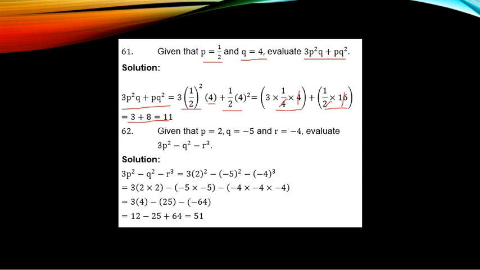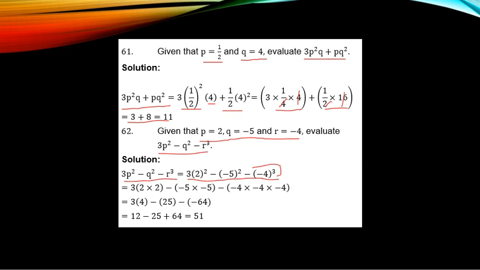Example 62. Given that P equals 2, Q equals minus 5, and R equals minus 4, evaluate 3P squared minus Q squared minus R cubed. You write down the expression and you replace P, Q, R with what they stand for, and all that affects P, Q, R will also affect their values in this form. But you must take note of this term, very important.